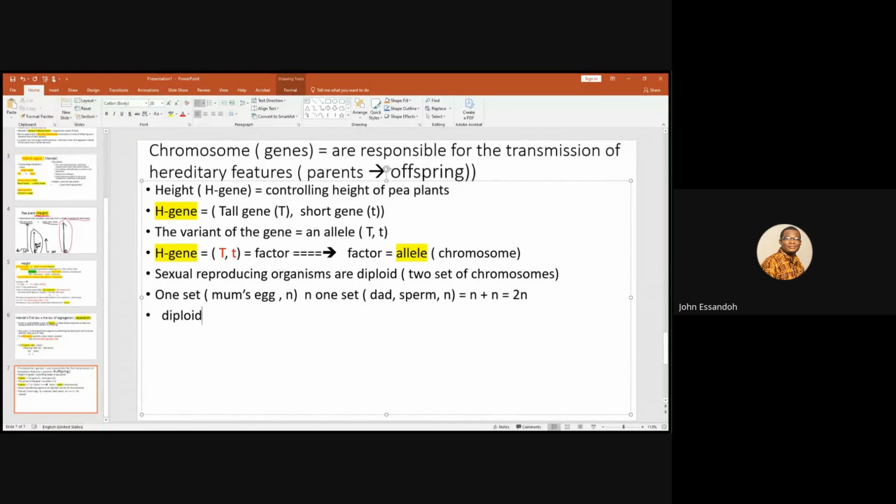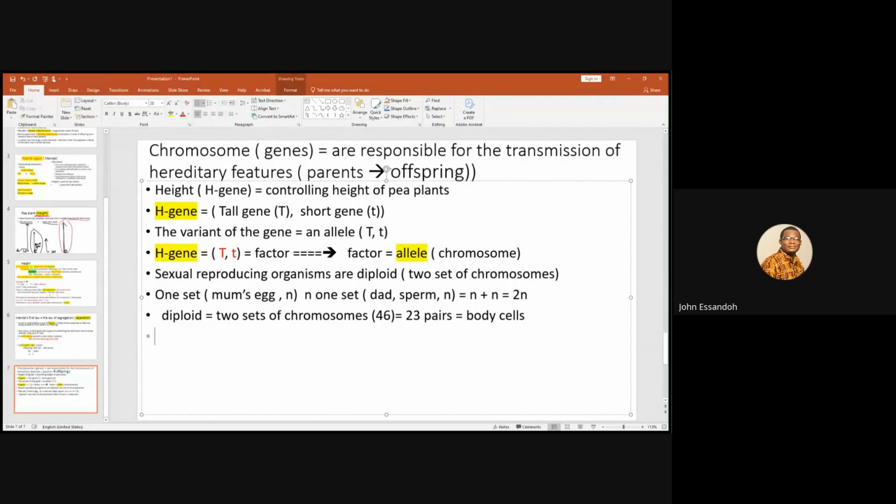So diploid means two sets of chromosomes. For instance, human beings have 46 chromosomes, and these chromosomes are arranged in 23 pairs. But that is in every cell, those cells that we call body cells.